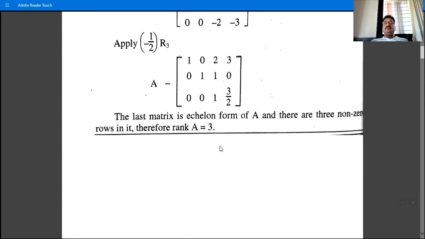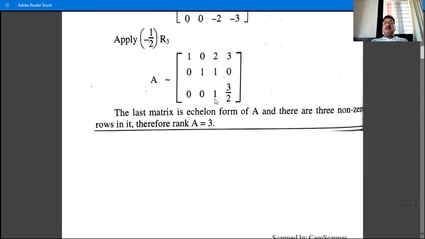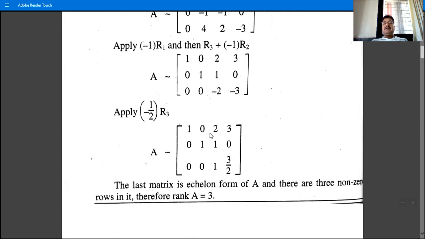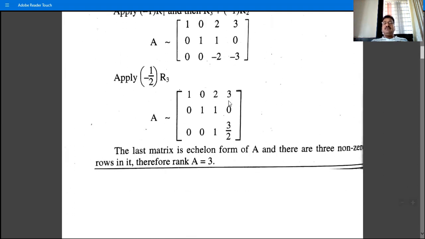We can also reduce the matrix to reduced row echelon form. If you have to reduce this matrix to reduced row echelon form, then look at the columns that contain a leading one. The first column contains a leading one, the second column, and the third column. In the first column, other than 1, all elements are 0. Other than 1, all elements are 0 in the second column. But in the third column, the elements except this 1 are not equal to 0. So we have to reduce this 1 and 2 to 0.